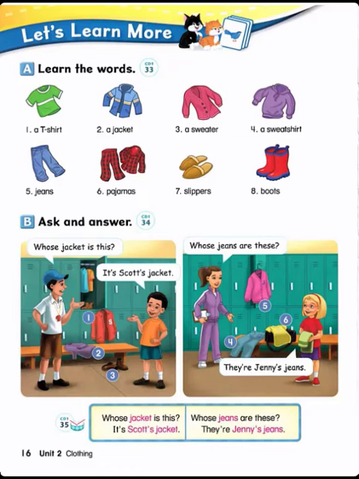Page 16. Drum track. Whose jacket is this? It's Scott's jacket. Whose jeans are these? They're Jenny's jeans. Whose sweatshirt is this? It's Scott's sweatshirt. Whose boots are these? They're Scott's boots. Whose sweater is this? It's Jenny's sweater. Whose t-shirt is this? It's Jenny's t-shirt.